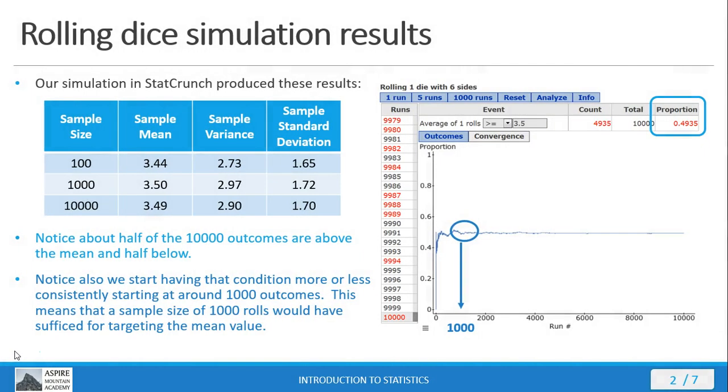So in the previous mini lecture, I'm assuming you watched that before you watch this one, you should remember these results that we got from performing our dice roll simulation. For 100 rolls of the dice, here's our sample mean, variance, and standard deviation. You can see how those numbers change as we increase our sample size to 1,000 and then again up to 10,000. We notice that about half of the outcomes are above the mean, half are below the mean. That's what we would expect to see.